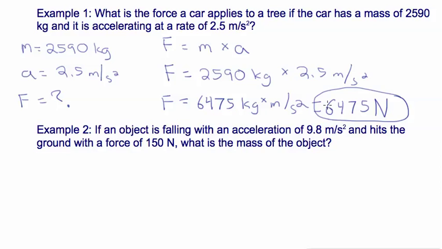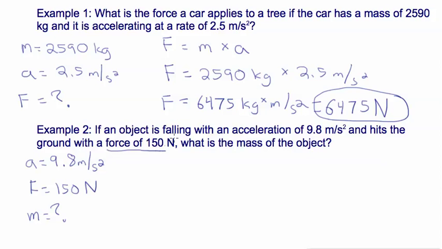Let's try a second example. If an object is falling with an acceleration of 9.8 meters per second squared and hits the ground with a force of 150 newtons, what is the mass of the object? So it tells us acceleration of, with a force of. If you read your problems, a lot of times it tells you what these variables are. And what is the mass?